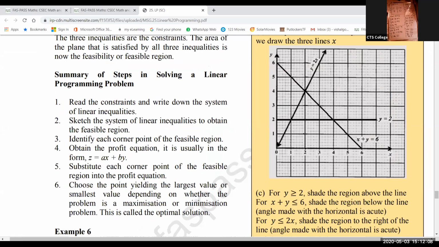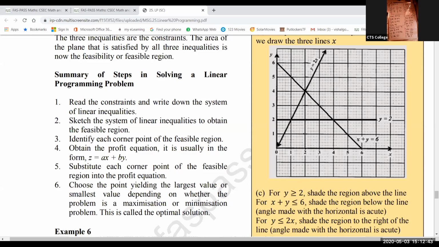And the second step is to sketch the system of linear inequalities to obtain the feasible region. You all remember that? So given our inequalities, we do a table of values, then we sketch the graph, we draw a horizontal line to determine the obtuse angle and the acute angle, and determine which side we're shading based on the inequality that we are given, right? And then in the third step, we identify each corner point of the feasible region.